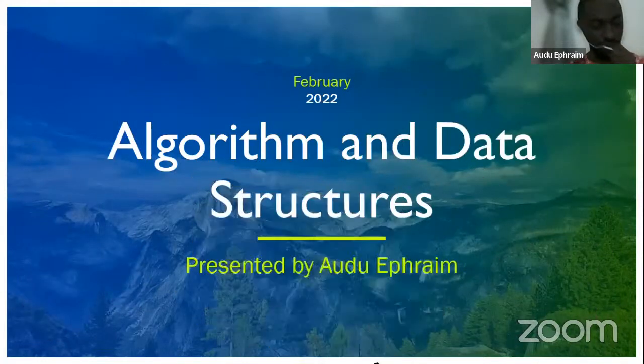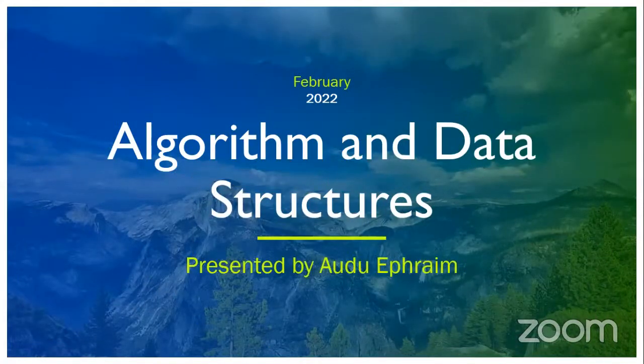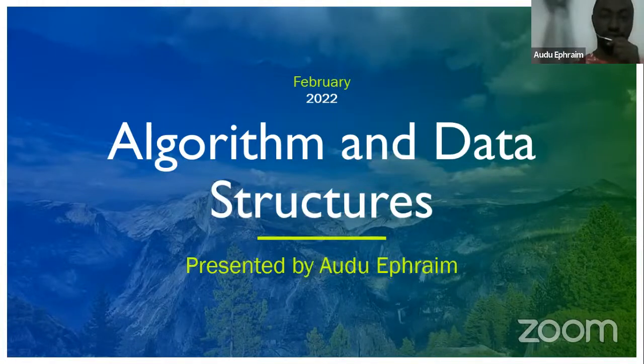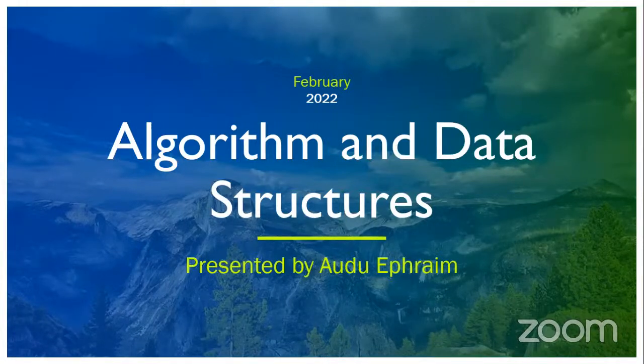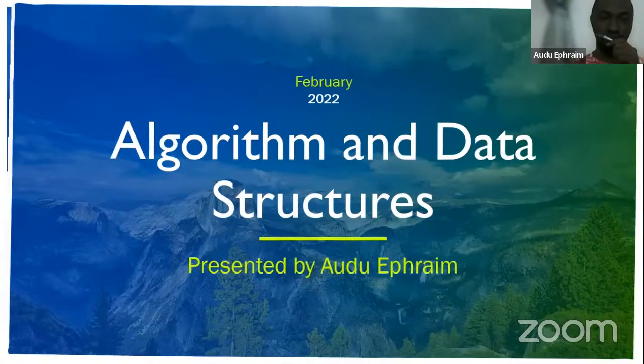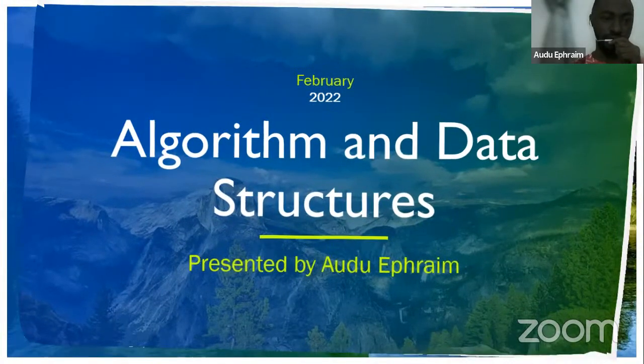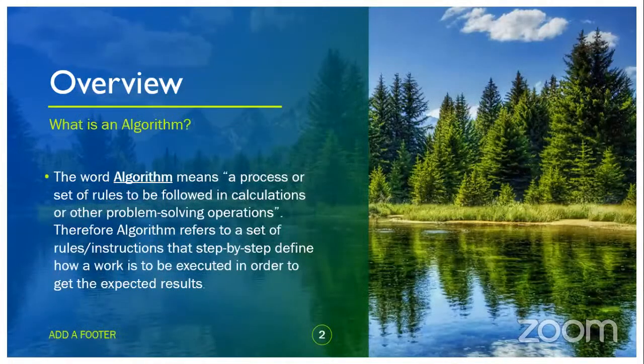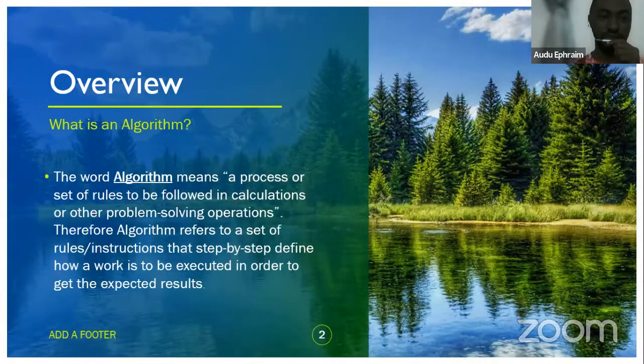So good morning. Today I will be talking to us about algorithms and data structures in programming. So let's get right into it. So an overview of an algorithm. The word algorithm means a process or a set of rules to be followed in calculations or other problem-solving operations. Therefore, algorithm refers to a set of rules, instructions that step by step define how a work is to be executed in order to get the expected result.